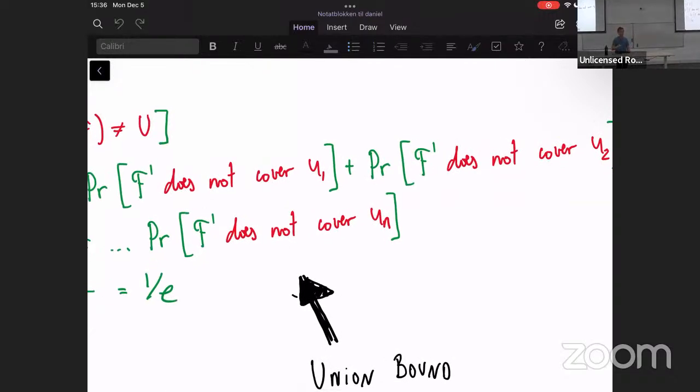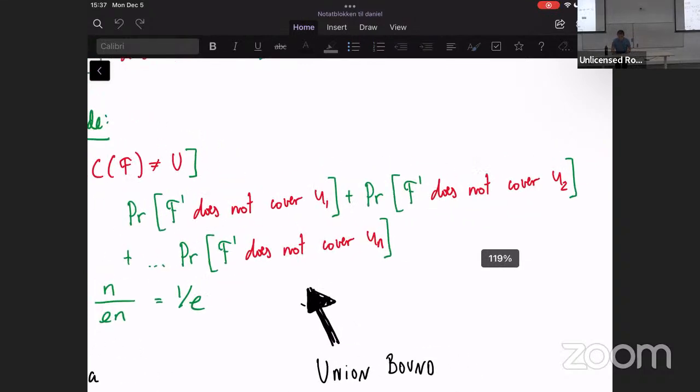The fact that we are allowed to do this is both important and non-trivial. It's non-trivial because these events could be highly dependent on each other. But the union bound holds in general. For any pair of events, the probability that at least one of the two events happens is at most the probability that this happens, plus the probability that that happens.